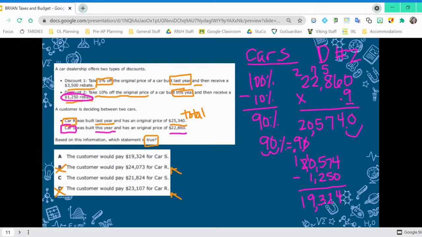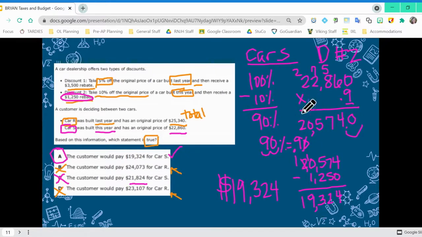You should have gotten that car S is going to cost $19,324. Let's look at our answer choices. A, the customer would pay $19,324 for car S. Hey, that sounds right. B and C said it would pay $21,824, which was not right. So my answer is A.